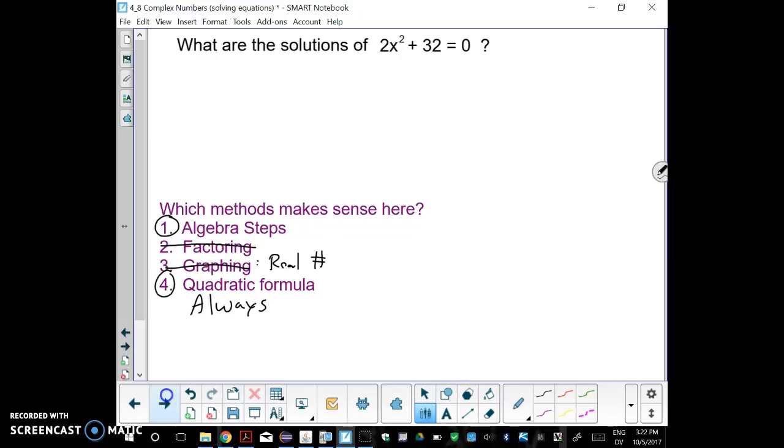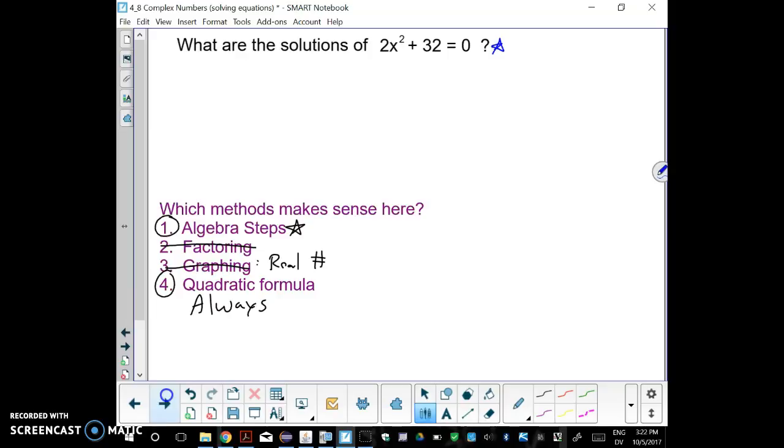For this first section, we're actually just going to use the algebra steps method. They're all going to be problems like the one shown above, where you don't have an x part in the equation, you just have an x squared. So you're able to solve it with algebra steps because there's just x squared, not an x part. If you want to copy down this example, click here, and we're going to solve it, and we're going to get some imaginary numbers.